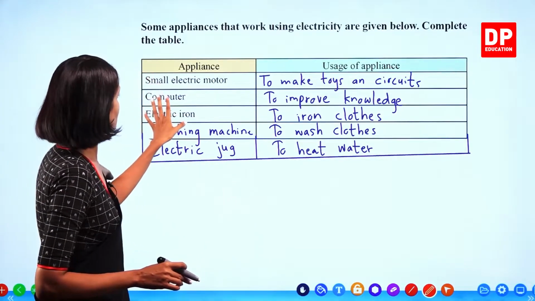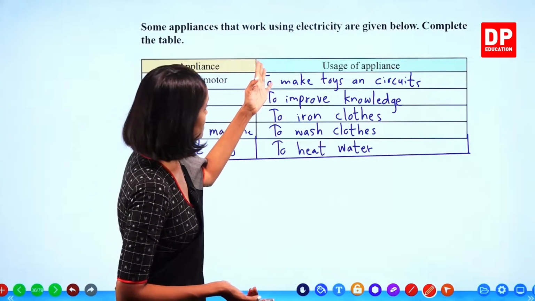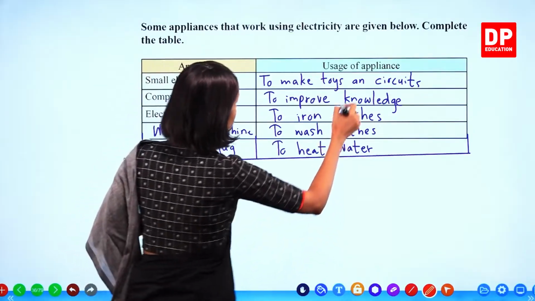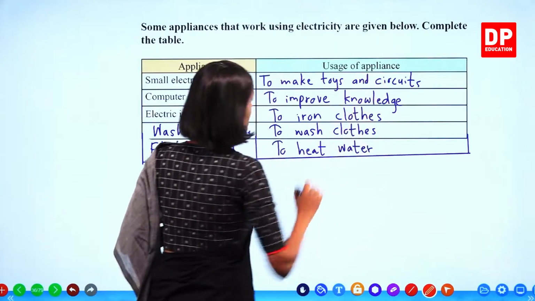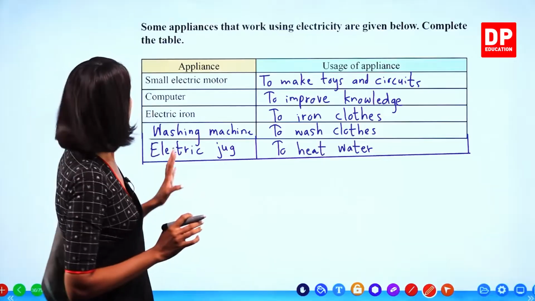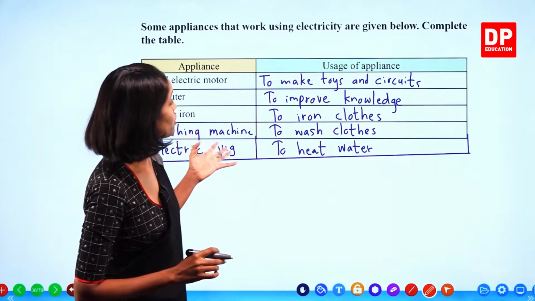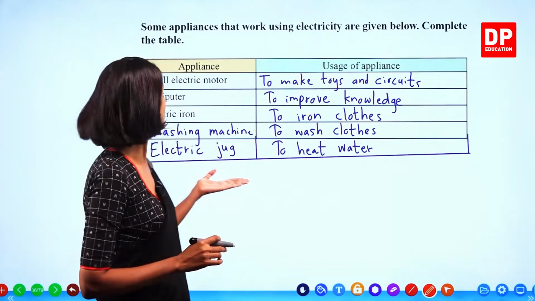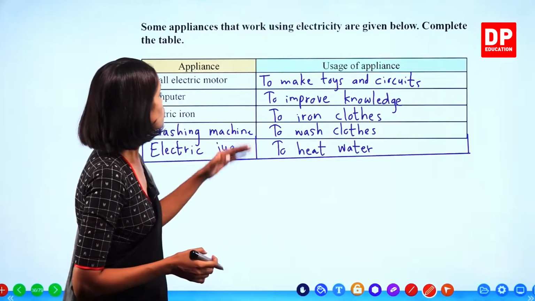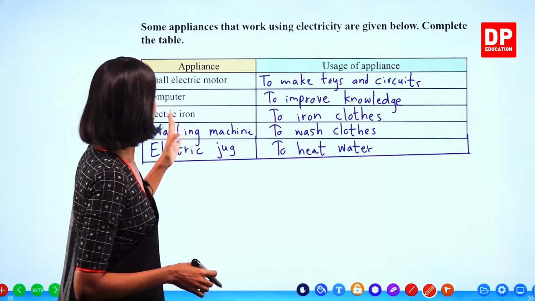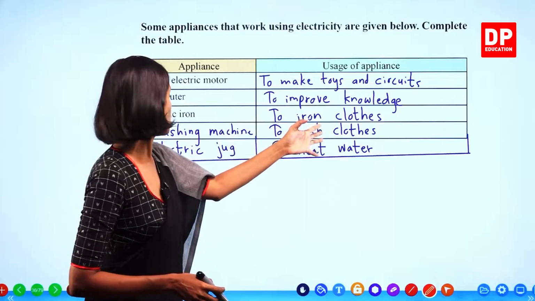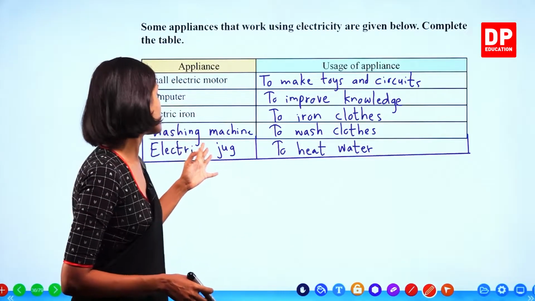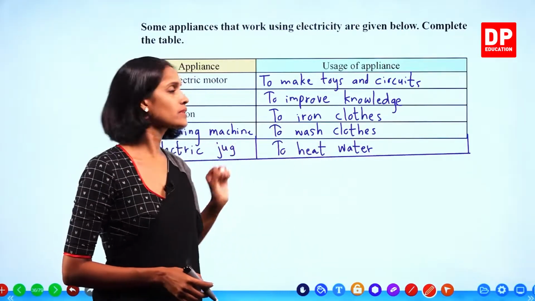So small electric motor to make toys and circuits. Computer to improve knowledge, for entertainment, right? Electric iron to iron clothes. Washing machine to wash clothes. Electric jug to heat water, right?